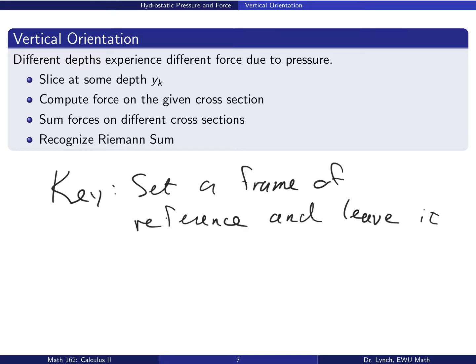And a key to all this business is to set a frame of reference where y equals 0, and just leave it as y equals 0.